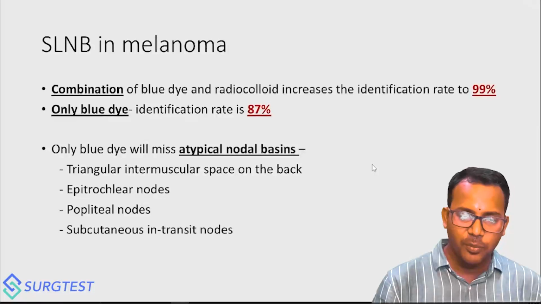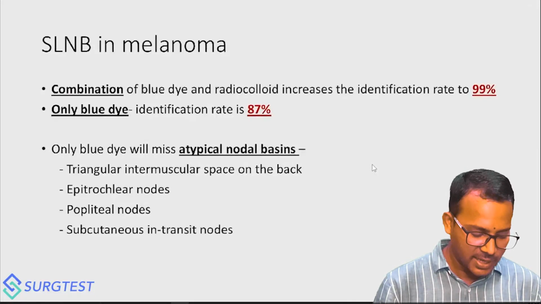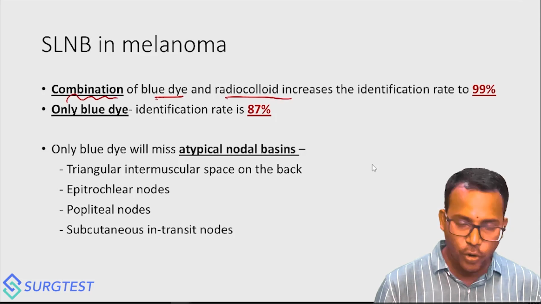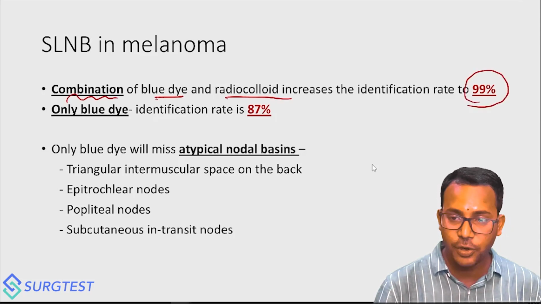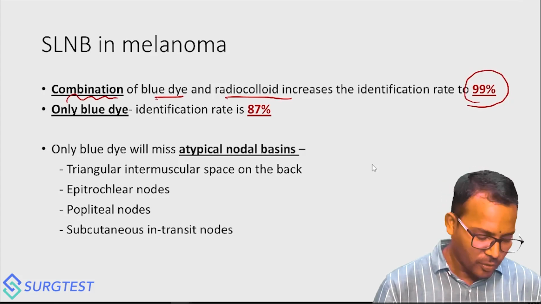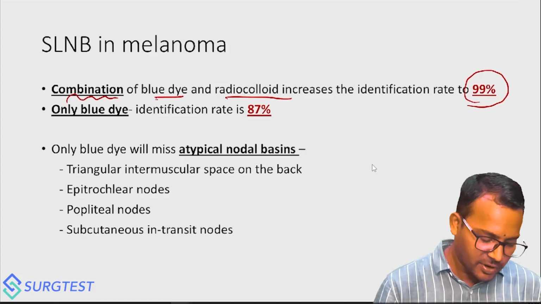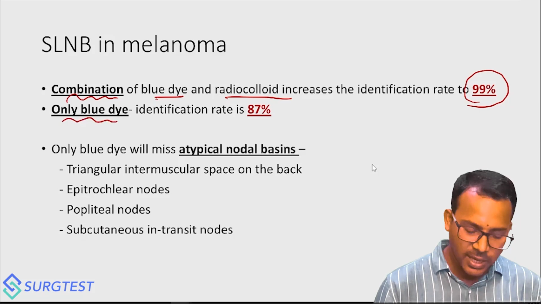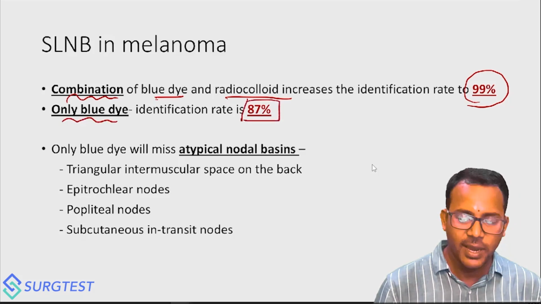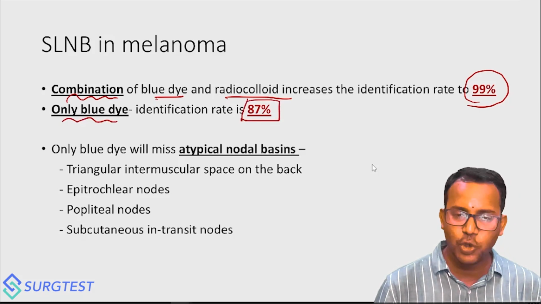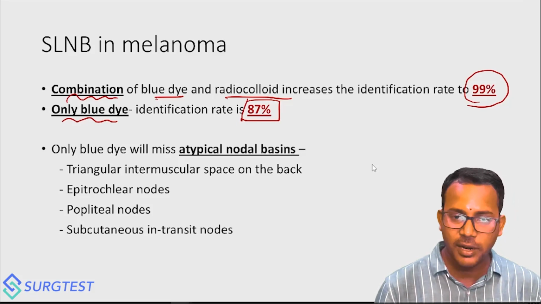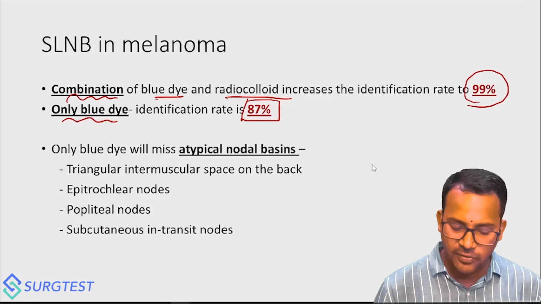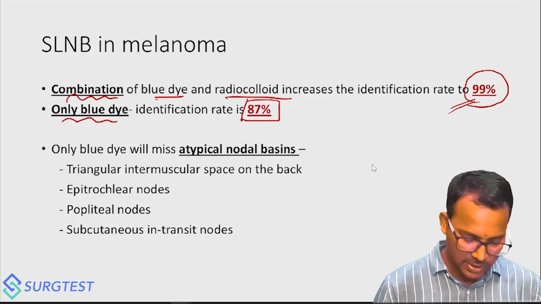Another important point that you have to remember is that this combination of blue dye and radiocolloid increases the identification rate to 99%. Why? Because previously, whenever they used only the blue dye, the identification rate used to be 87%. So these two percentages you have to remember. The combination of blue dye and radiocolloid increases the identification rate to 99%.